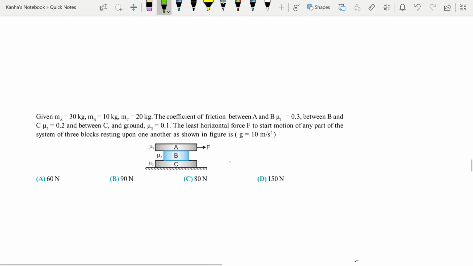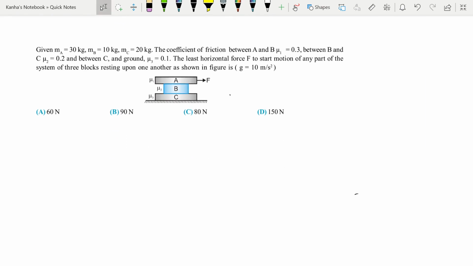Let's look at another question from friction. Please make a note that all these questions have either come in the papers before, so you should definitely pay heed to what is being done here, because similar questions are bound to come again and again. The basic principles are the same. So you are given three masses, MA, MB and MC, and the coefficients of friction between the surfaces that are there. The least horizontal force F to start motion of any part of the system has been asked. So how do you approach this question?